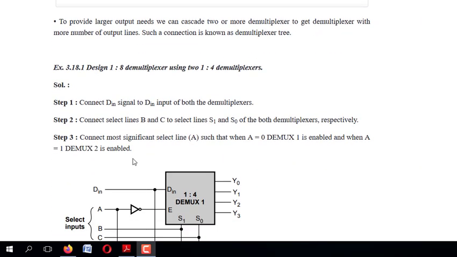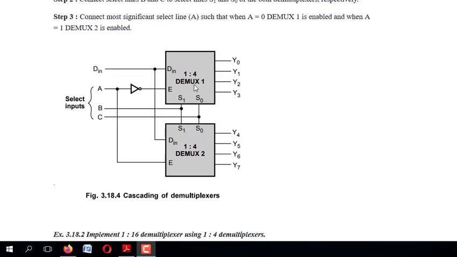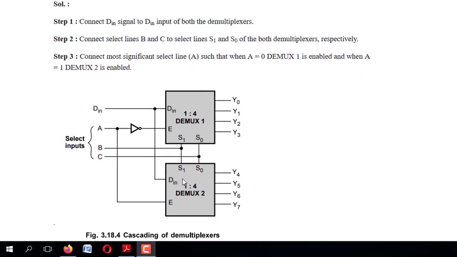So next, let us see the question here. Design a 1:8 demux using two 1:4 demultiplexers. Now we are going to design the demux. In the question we have to design 1:8, but we should use 1:4. So how many 1:4 can we use? We can use two 1:4, isn't it? So this is your mux 1 and this is your mux 2.